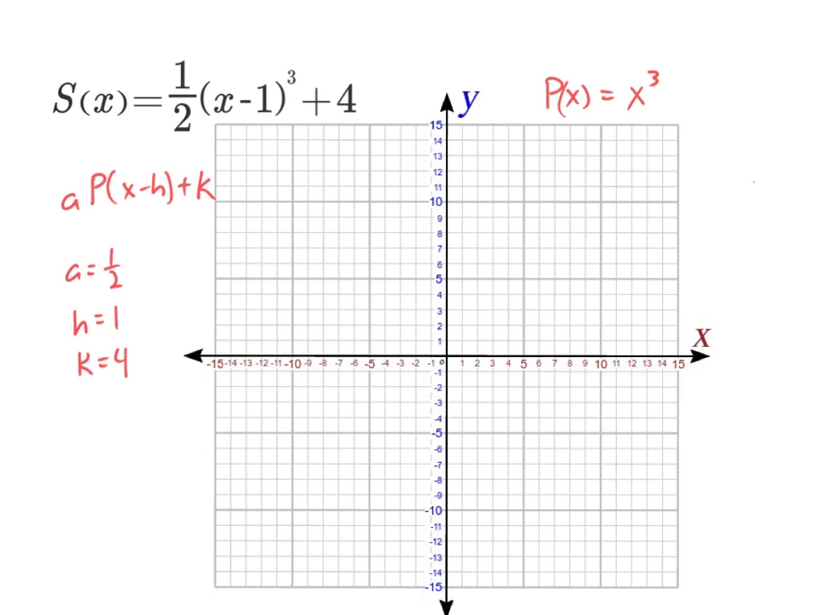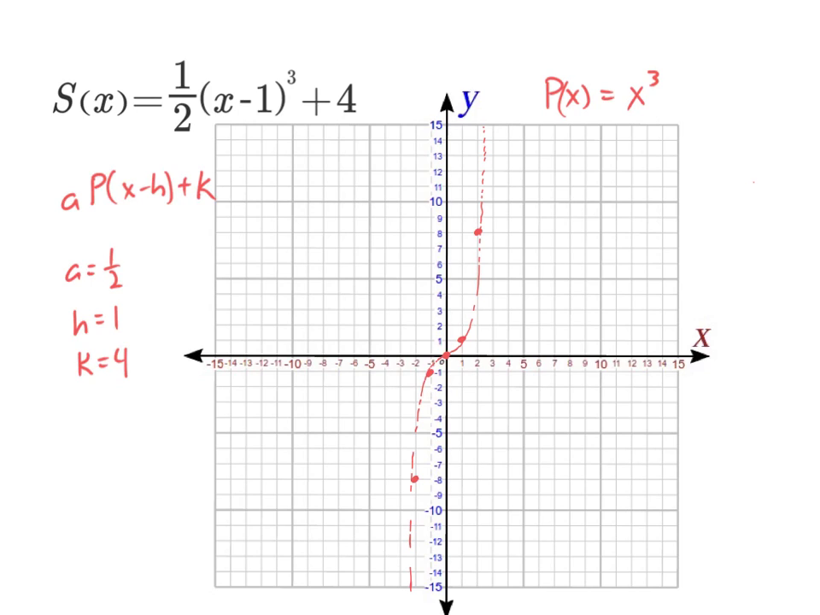So my original function, in other words, p of x is going to look something like this. Starts at 0, 0. Then we go over 1, up 1, because 1 cubed is 1. And then 2 cubed is 8, so that's going to go here. And then 3 cubed is 27. It's too big. I'm not going to deal with it. Negative 1 cubed is negative 1. And then we're going to go down to 8 here. So my parent function is going to look something like this. And we're going to do transformations on that.